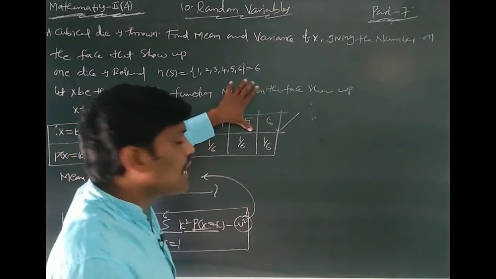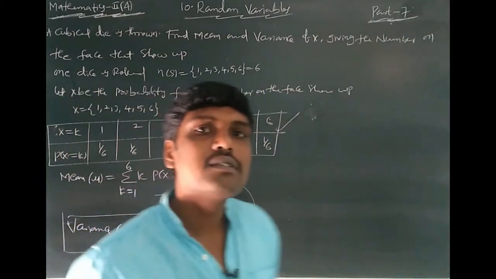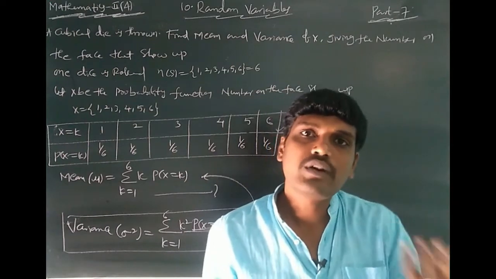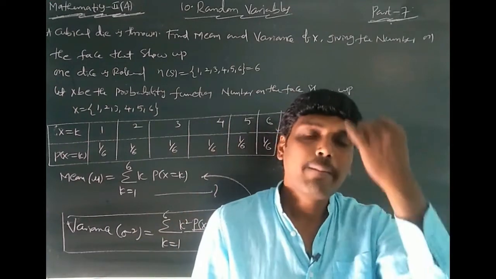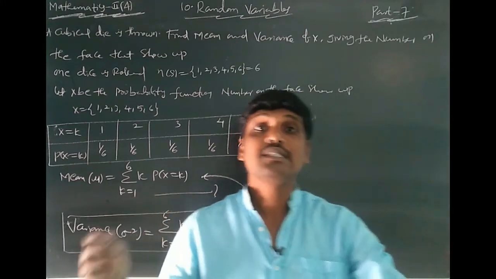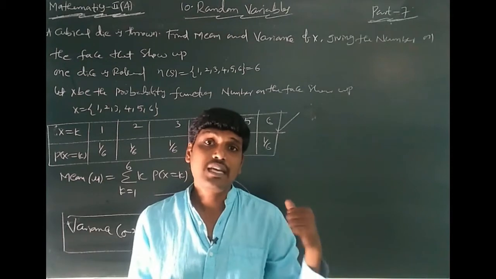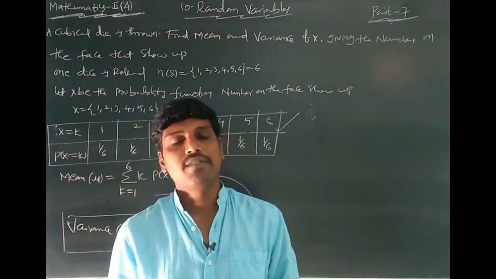This table has 3 marks, mean has 2 marks, variance has how many marks? 3 plus 2 is 5, remaining 2 marks for variance. Mean 2 marks, variance 2 marks, table 3 marks. Total 7 marks. This is the previous problem, the model problem. This problem is easy compared to the previous problem.